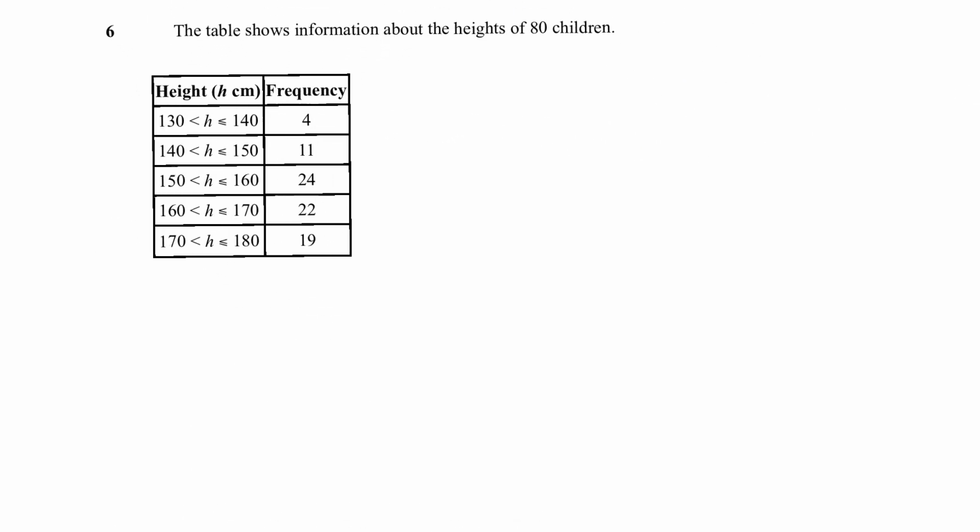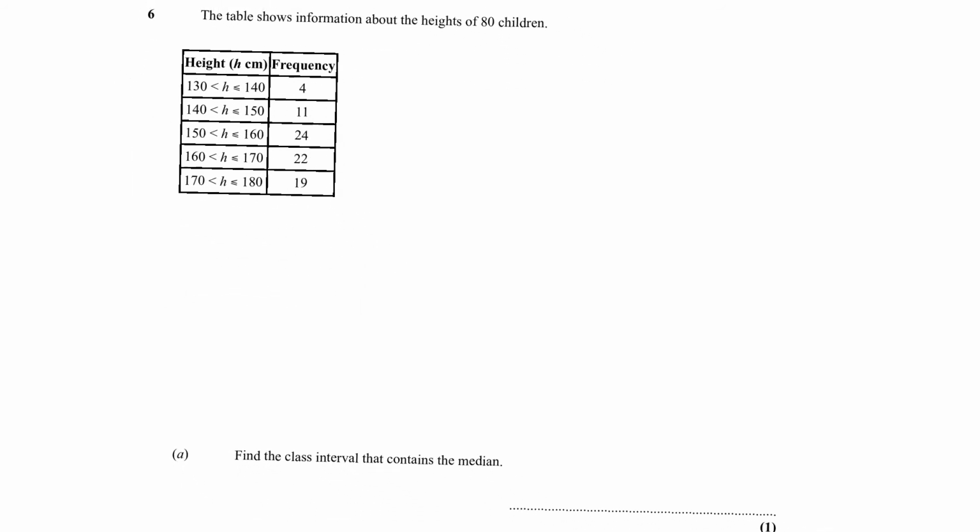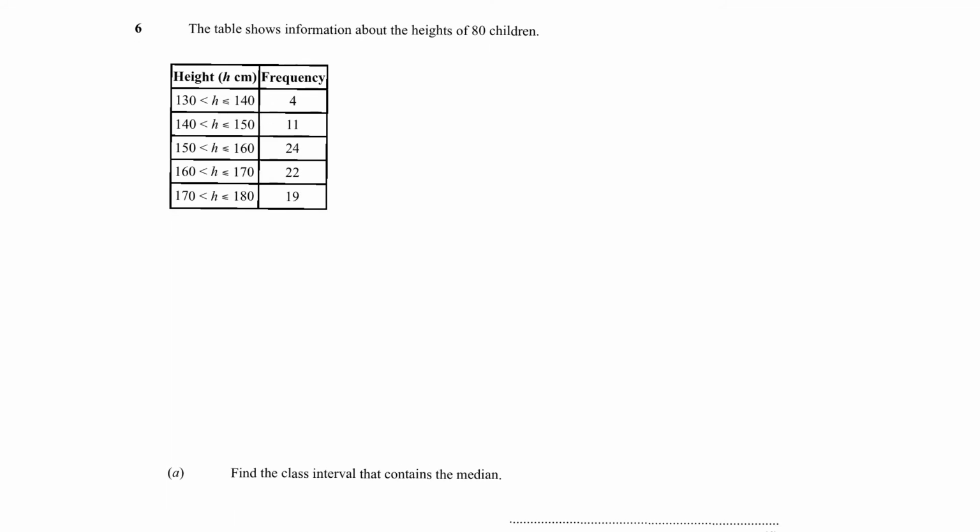Okay, having a look at question 6. Again, we've got another frequency table. And this time, for part A, it wants us to find the class interval that contains the median. So remember, median is your middle value. And the equation for working out what the actual median number is is always n plus 1 over 2.